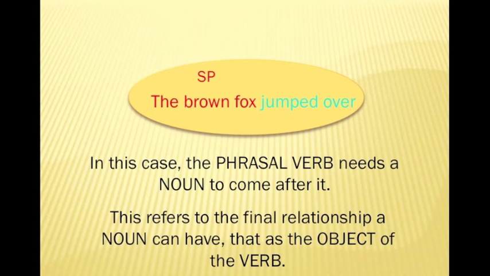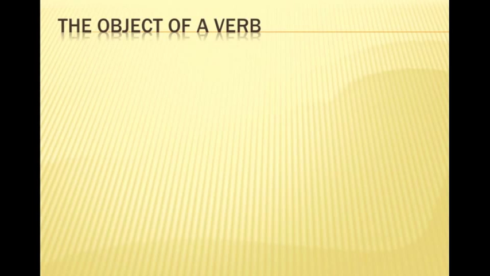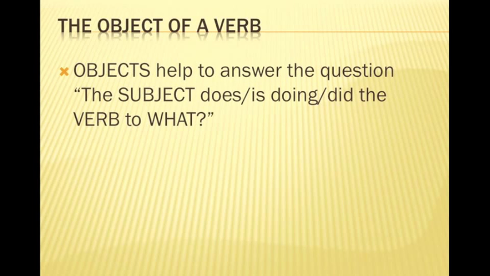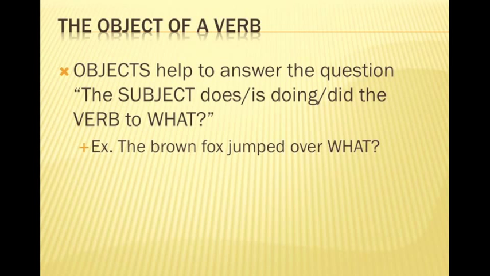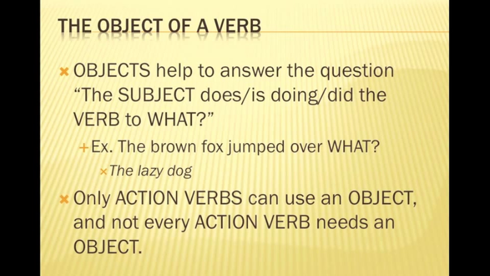So this refers to the final relationship that we've been hoping to get to, and that is the object of a verb. Objects in general help to answer an important question, and that question is, the subject does or is doing or did the verb to what? So notice, for example, if I said the brown fox jumped over what is what we're looking for, which in this case is the answer, the lazy dog. So in this case, the lazy dog would be the object of the sentence.